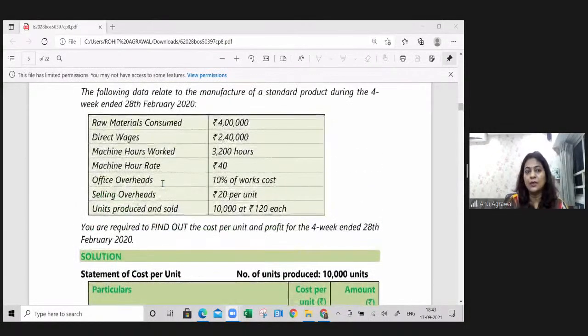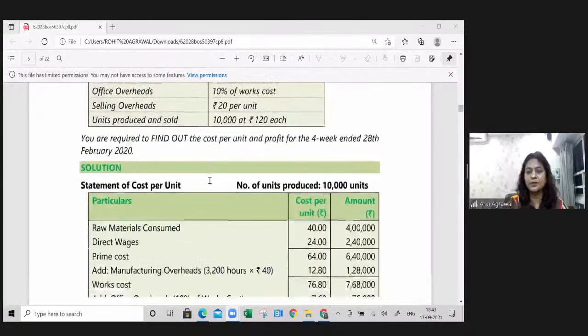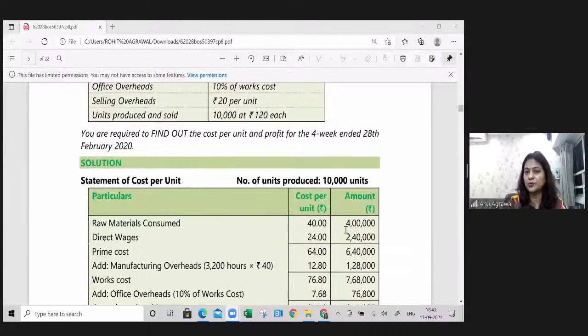What is the raw material consumed? 4 lakh. How many units are there? 10,000 units, right? Okay. So 4 lakh divided by 10,000 will give you how much? 40. So that's what they're writing. Raw material consumed 4 lakh. Per unit, if I want to find out, 4 lakh divided by 10,000, 40.